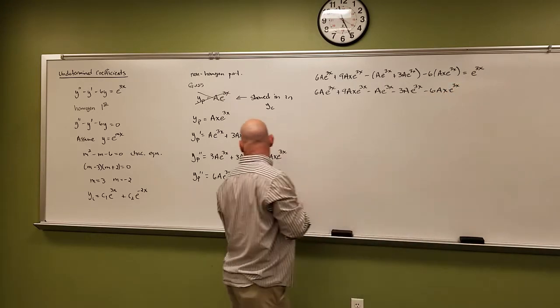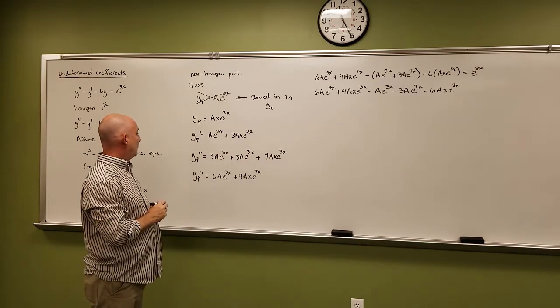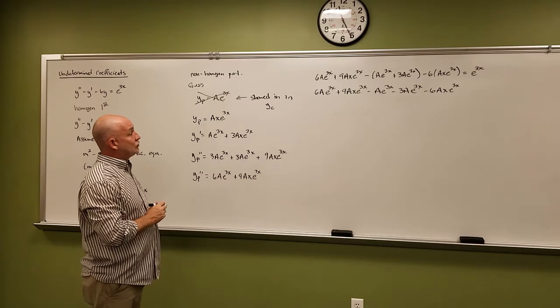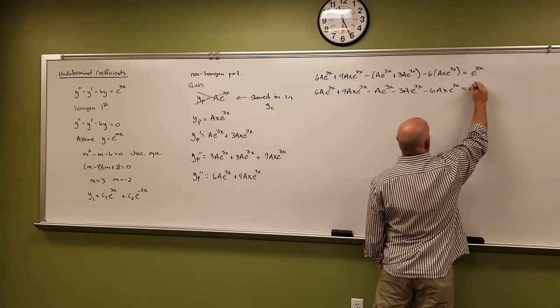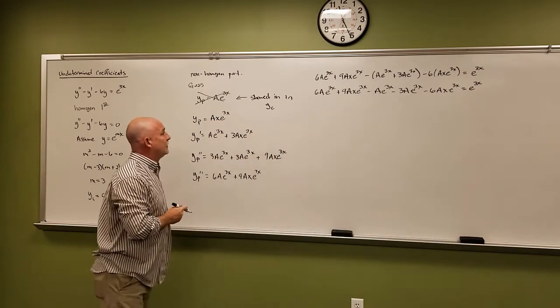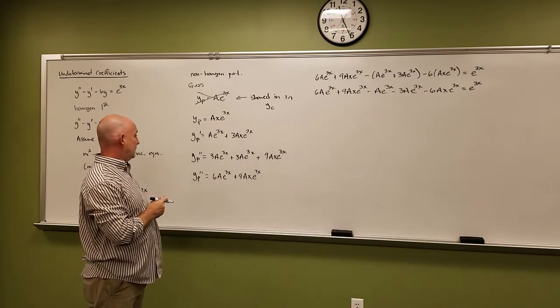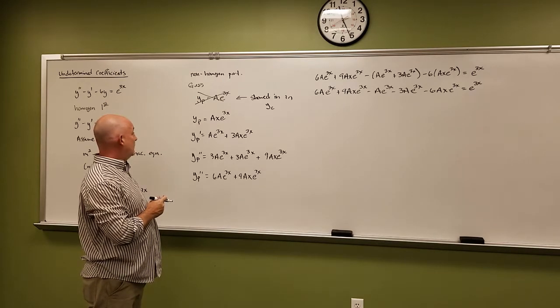All right, I feel like I'm missing something. Okay, equals e to the 3x. Let's see what we got here. I need to check because I feel that something bad has happened. I'll show you how I know that. Missing 6ax.